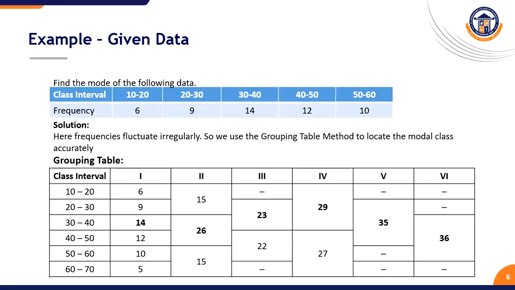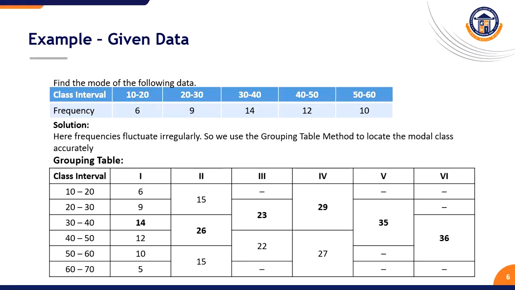In column 5, we have only one highest frequency, that is 35. This is combining together the class interval values of 20 to 30, 30 to 40 and 40 to 50. In column 6, we have only a single highest value, that is 36. It is the sum of the class interval values of 30 to 40, 40 to 50 and 50 to 60. So these are all identified in this grouping table.